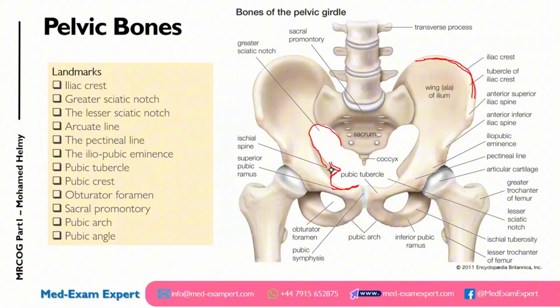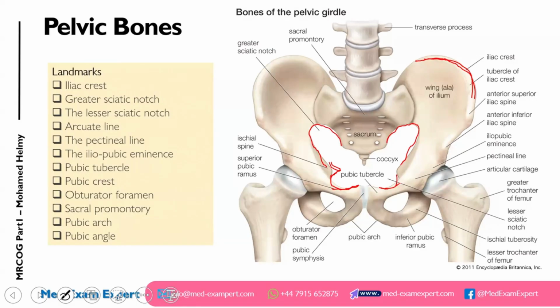This bony projection here at both sides is called the ischial spine. So this is the greater sciatic notch, and this is the lesser sciatic notch. And of course, from the applied anatomy parts that we are going to mention in other lectures, the structures passing through the greater and lesser sciatic notch. And this is a very important exam question.